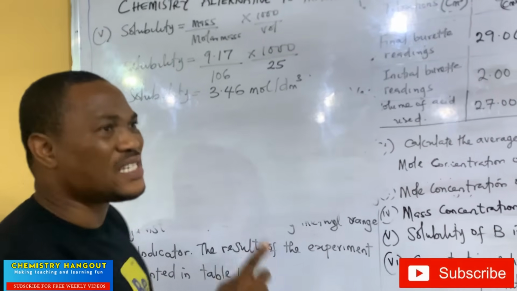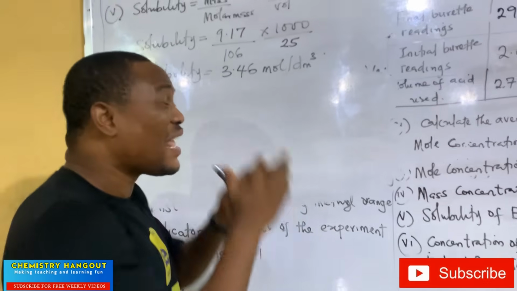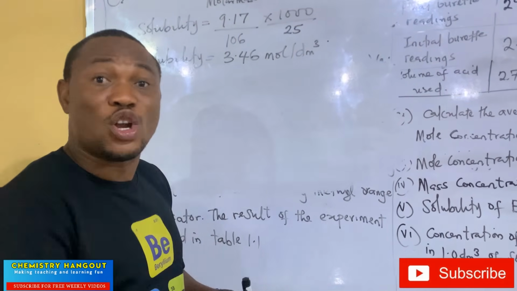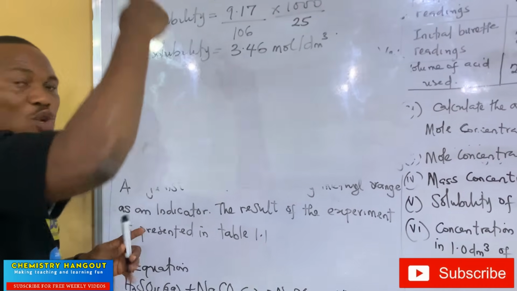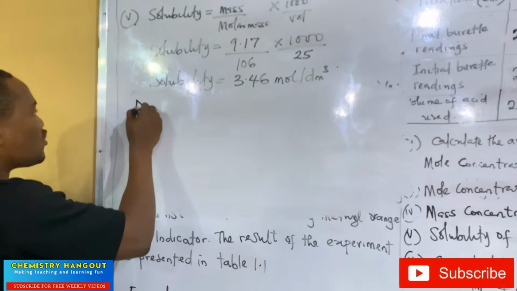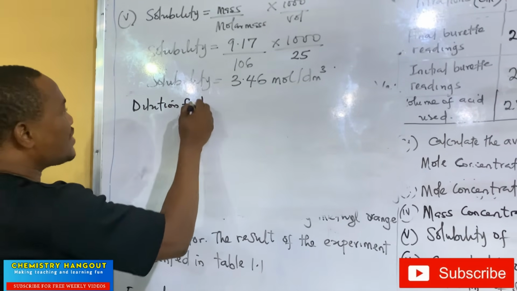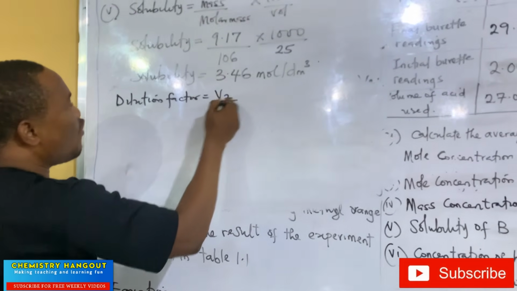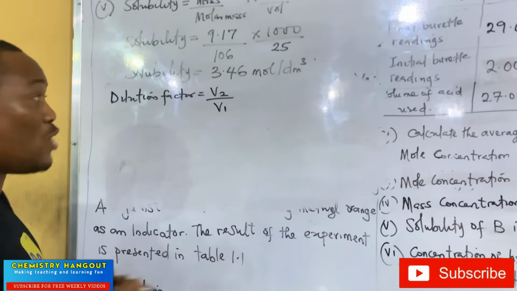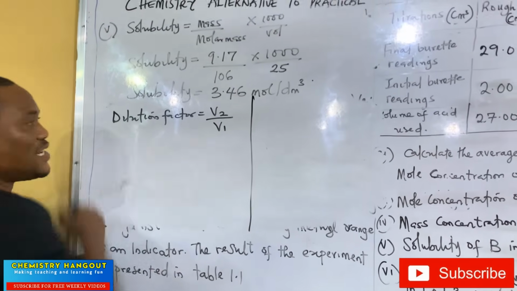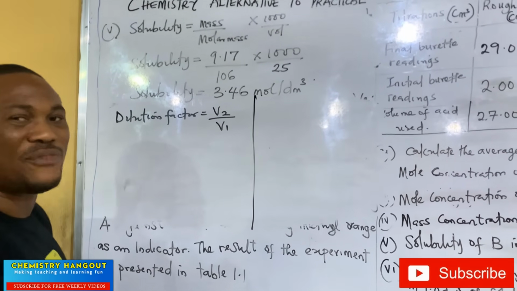I said I can solve this in around 4 ways, and it will be giving me the same thing. And these are things I've already done on this channel. Now, if you remember my first video, I talked about dilution factor. I want to solve this in another way. I talked about dilution factor, right? And I said dilution factor is V2 over V1. Let's use this to solve this. You are surprised, right? Don't be surprised. That's why this is Chemistry Hangout. We are here to simplify all these things.